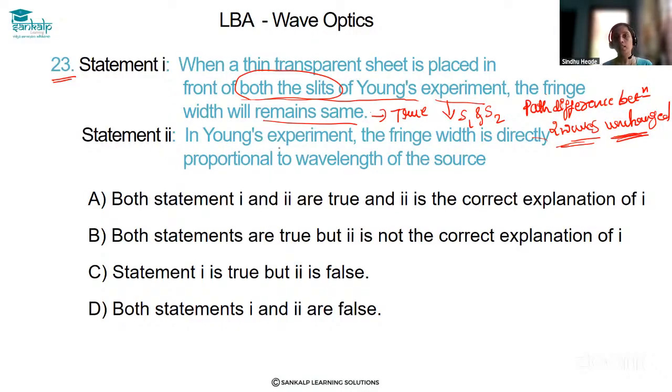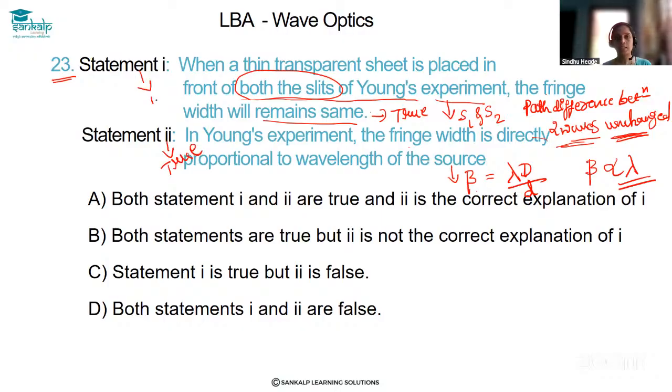Statement 2. In Young's experiment, the fringe width is directly proportional to wavelength of the source. Here we require the formula. The formula of fringe width in Young's experiment, fringe width denoted as beta, is beta equal to lambda D by d. This is the expression of fringe width in Young's experiment. According to this expression, fringe width is directly proportional to wavelength lambda. So statement 2 is also true.